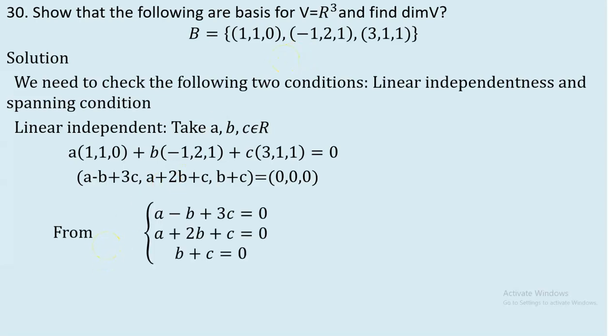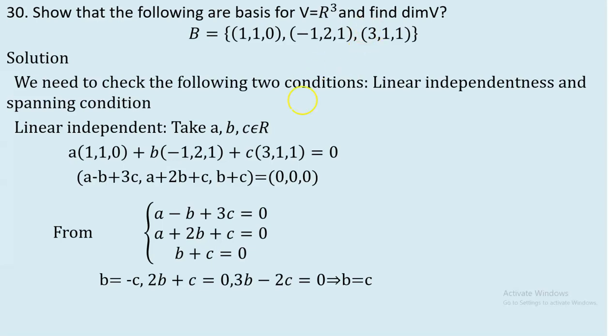Now let's equate. Necessarily, a minus b plus 3c, the first entry, must match with 0, the second entry must match with the second one, 0, and the third entry must match with the third one. So b plus c is 0. So from this, b is minus c. From the third equation, students, we can obtain simply that b is minus c. And if b is minus c, come here, substitute that b equals minus c in place there. Then you are going to have 2b plus c equals 0.